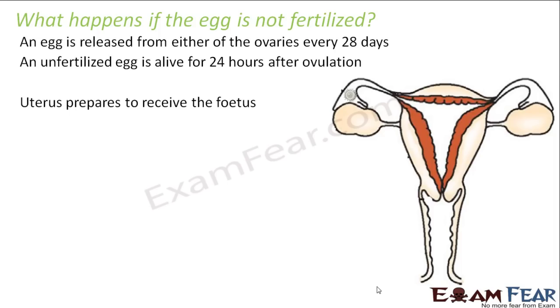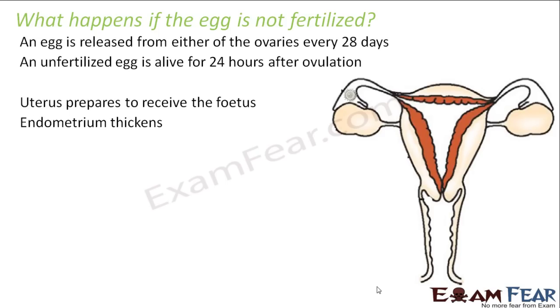A zygote will be formed. If a zygote is formed, then what will happen? In 4 to 5 days, the zygote will become an embryo, and that embryo will come to the uterus. So uterus should also prepare itself so that it can receive the embryo, right? Because once the embryo comes to the uterus, it is going to stay in the uterus for 9 months. So the uterus also does some preparations to receive the fetus. So what kind of preparation does it do?